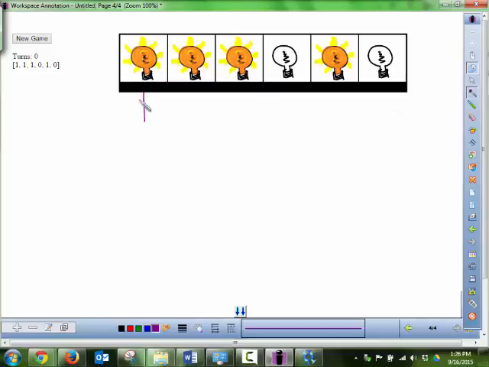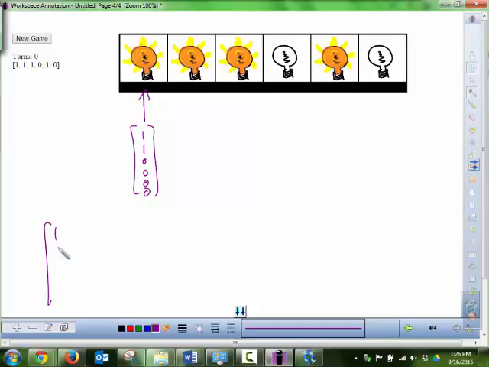So if we click this first light, we're going to toggle the first and second lights, and the rest of them don't change. So clicking on this one light is like adding this 110000 vector to this original state, right? Now let's take a look at that. 111010, that's the original state.